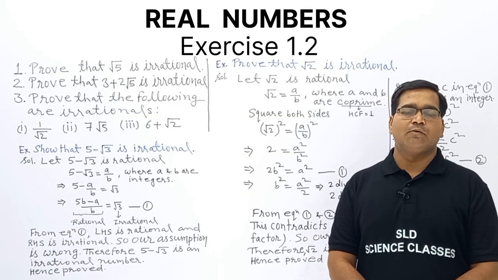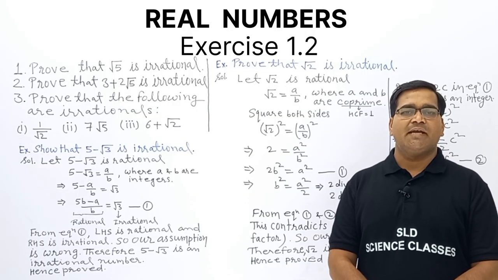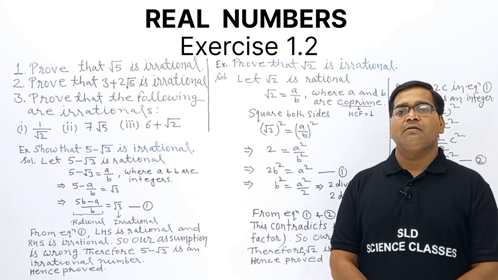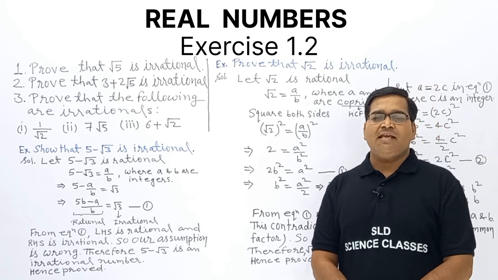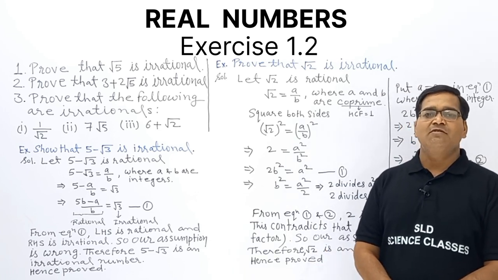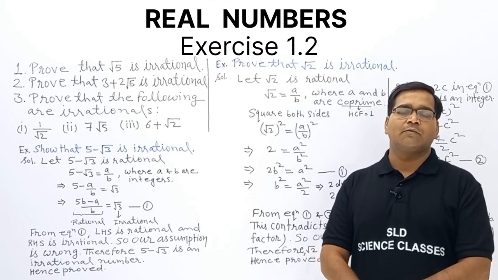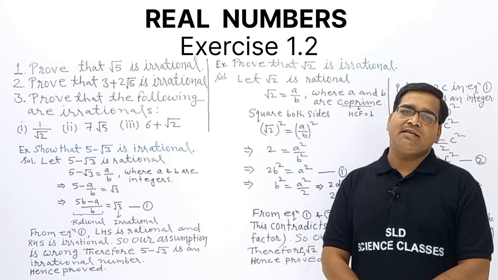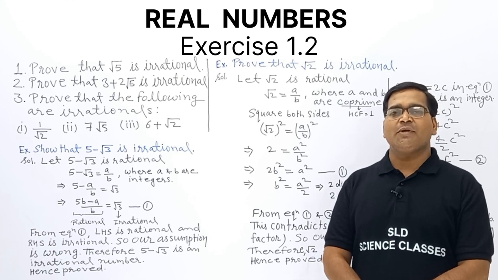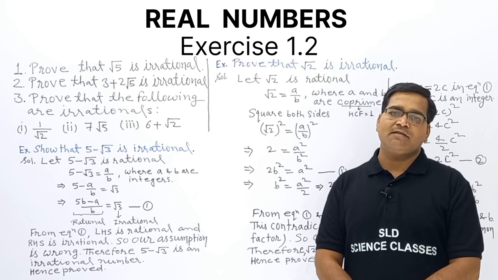In this video, we will discuss exercise 1.2. This exercise is based on irrational numbers, in which we want to prove that a number is irrational. First, I want to explain what irrational numbers and rational numbers are.